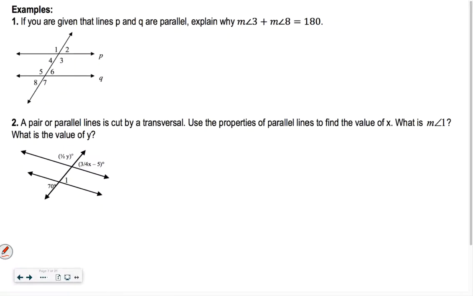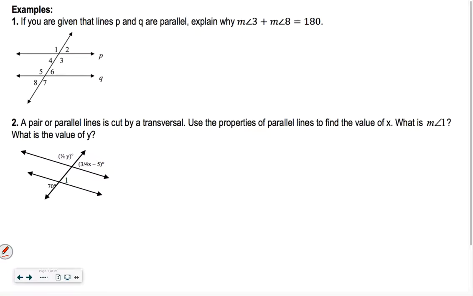Okay. So number one, so it says if you're given that lines P and Q are parallel, explain why the measure of angle 3 plus measure of angle 8 equals 180. So this is kind of like a paragraph proof. Okay, I don't have my statements and reasons set up, but I'm just going to explain why this is true. Okay, all of you can do this.